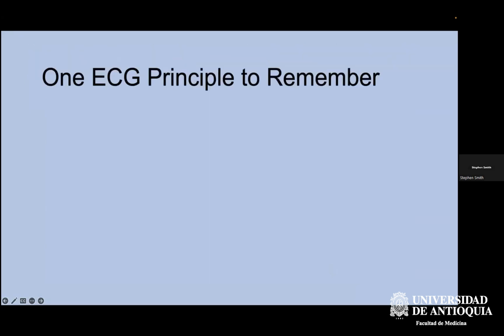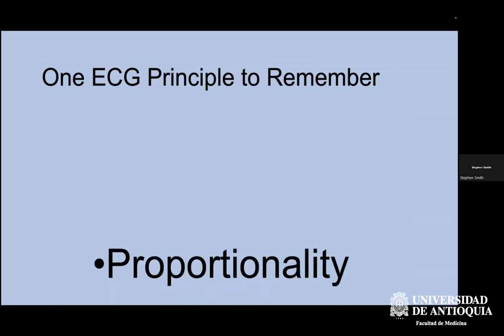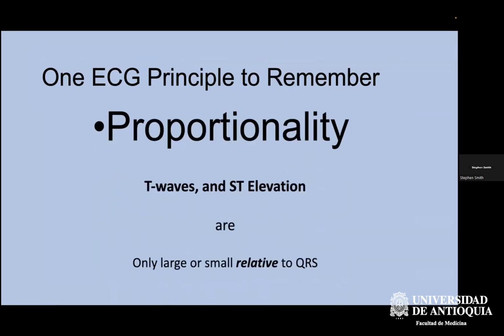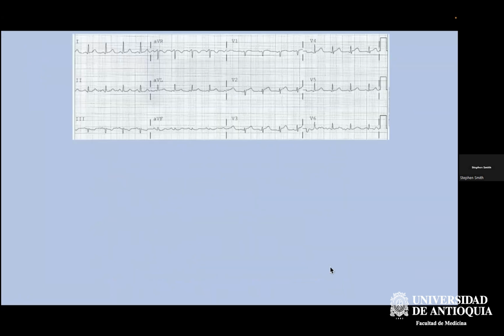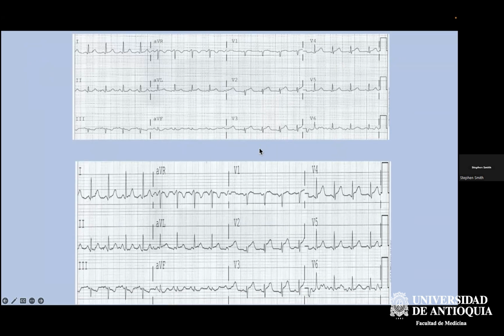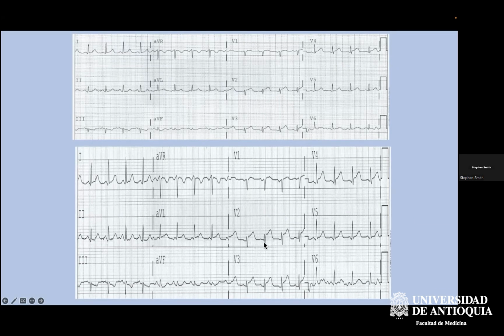If there's one ECG principle to remember, it is proportionality. T waves and ST elevation are only large or small relative to the QRS. So here's a 40-some-year-old woman with chest pain, and she has a little bit of ST elevation in V2. It does not meet criteria, and that does not meet criteria, and that does not meet criteria. But look how small the QRS is. It's tiny. How can you evaluate ST elevation in a patient with hardly any QRS amplitude? So let's stretch it out so that there's some decent amplitude in here. And you can see there's massive ST elevation when you do that.